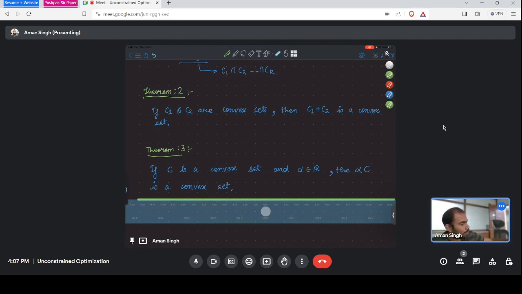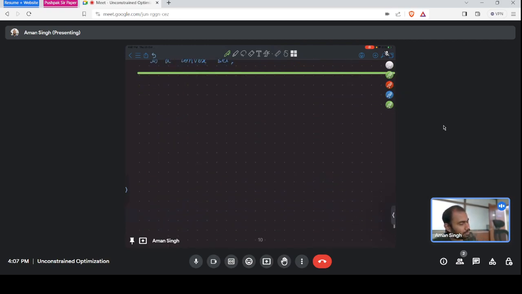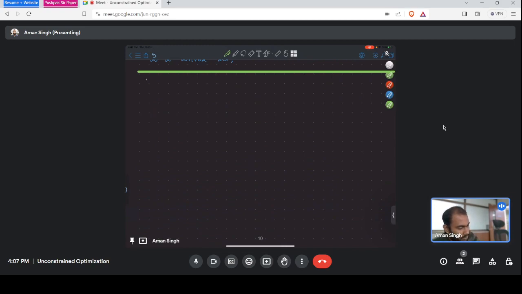Now let's look at some more types of sets and see their relationship with convex sets. So our first set is the hyperplane. What is a hyperplane? Let b be some real number and a be some nonzero point in n-dimensional space. Then the hyperplane H is represented by the set of x such that a transpose x is equal to the real number b.